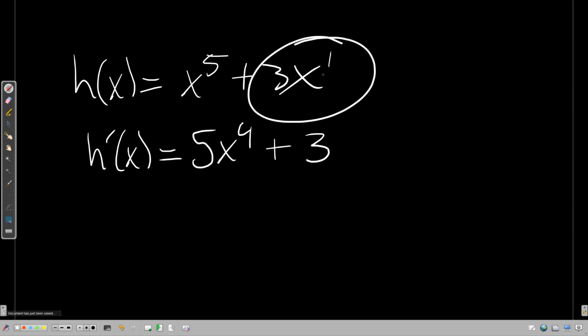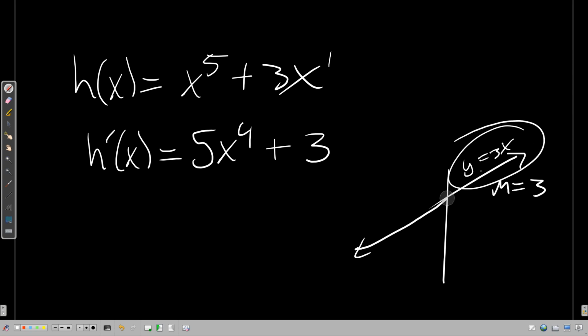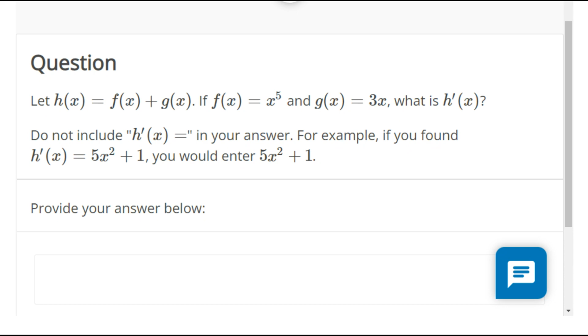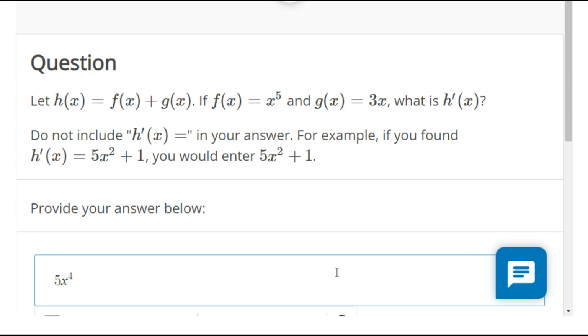Alternately, that says 3x is just the equation of a line whose slope is 3. And so any tangent line to this linear function, y equals 3x, would also necessarily be this same equation. So then its slope would definitely have to be 3. The derivative of a linear function is the slope. The slope of a line is its instantaneous rate of change for every x value. Alright, so what were we getting? 5x to the 4th plus 3.